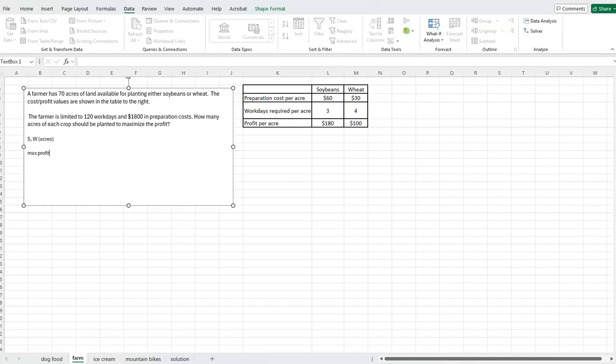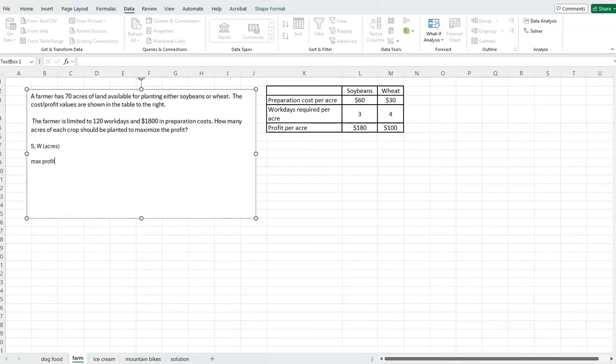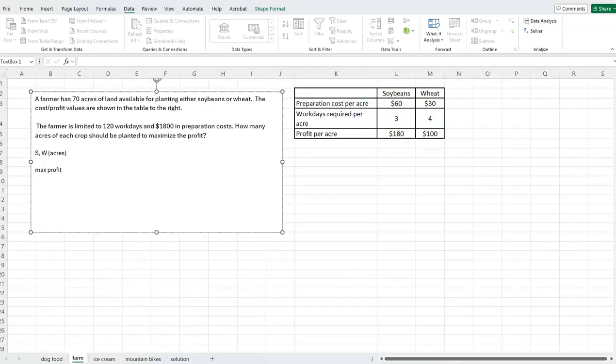Okay, so let me make this a little bit larger. It might help if you have a small screen. There we go. Now, what I just typed, our profit, that is the objective function. It's the object of the problem to maximize profit. So let's convert that into an algebraic statement.